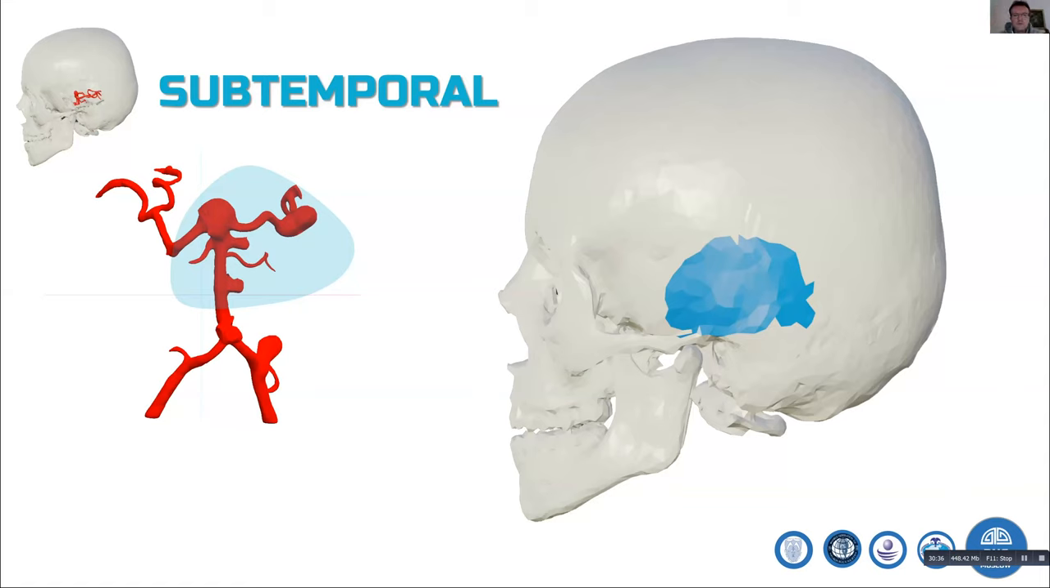We also use the subtemporal approach or different combinations of perianal and subtemporal at one time. So it's a combined approach. You can reach the upper and sometimes the middle third of the basilar trunk artery localization aneurysm. Sometimes you can use the transpetrosal approach, the Kawase approach.